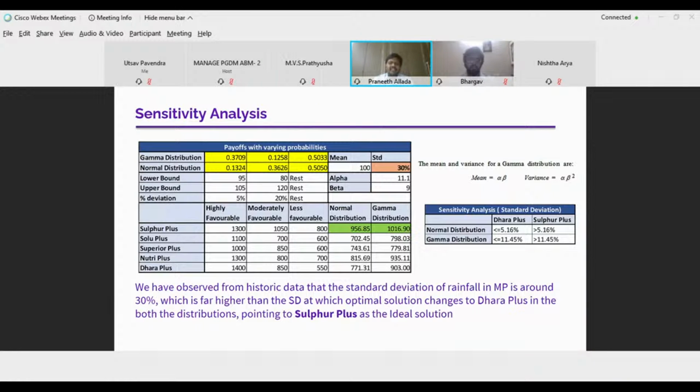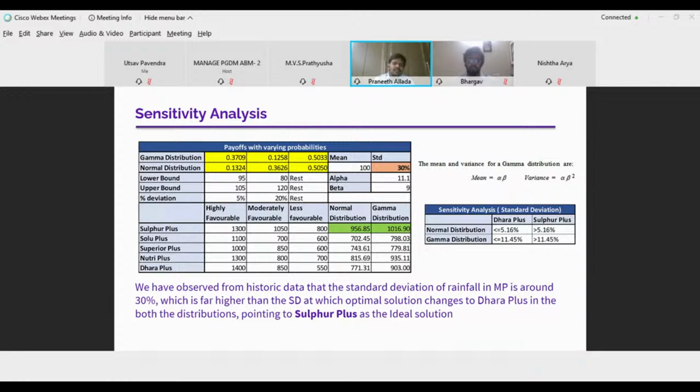Similarly, for a gamma distribution, the mean is given as alpha beta and variance is alpha beta square. We know the mean and we know the standard deviation. Using that, we have calculated the alpha and beta, and we observed it to be 11.1 and 9. Using the alpha and beta, using again the same upper bounds and lower bounds, we've got the probabilities for the gamma distribution as well. Using these new probabilities, we have tried to get the expected payoff values.